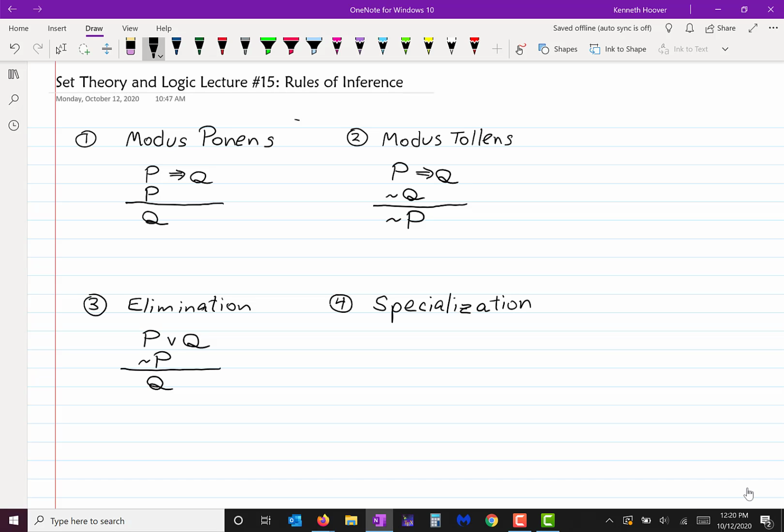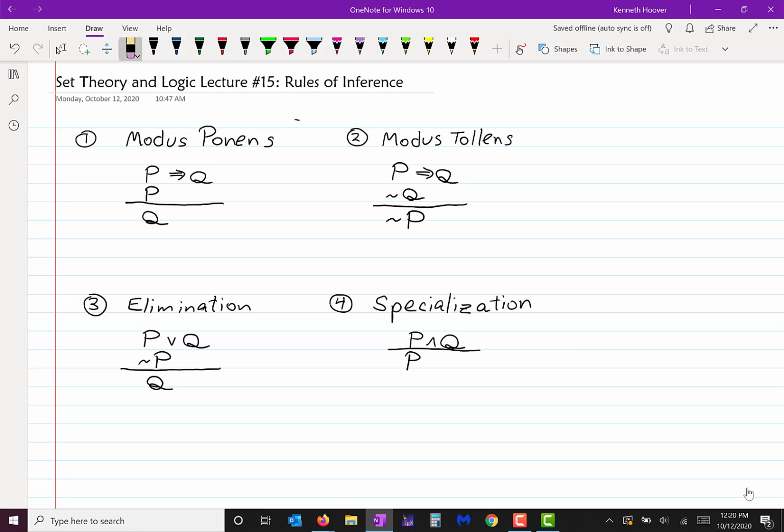All right, so specialization. This is where you're given a statement P and Q, and given that one statement, we can conclude P. By the way, I also could have concluded Q as well. Either of those is called specialization.